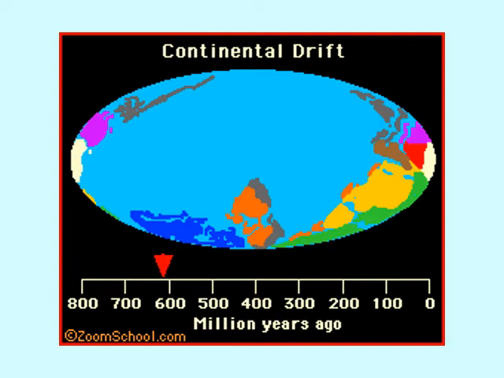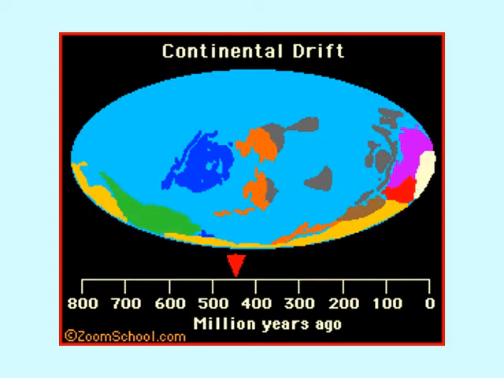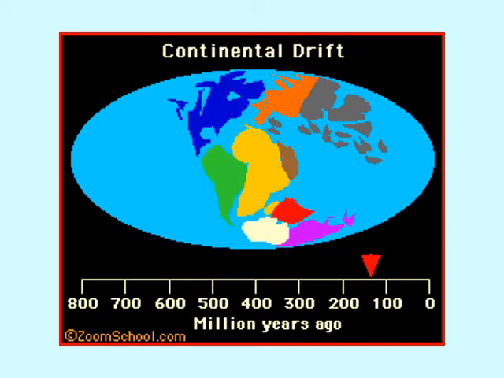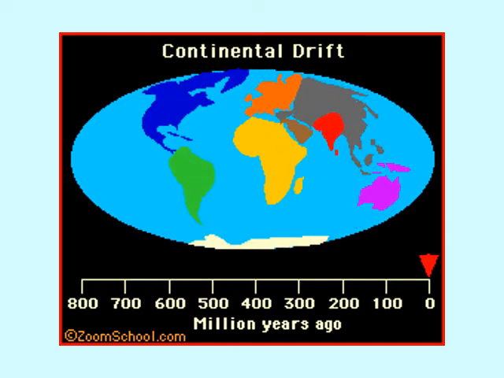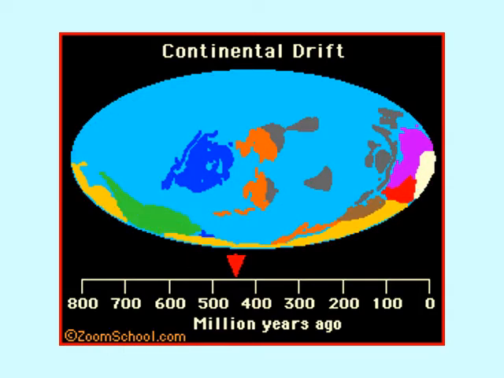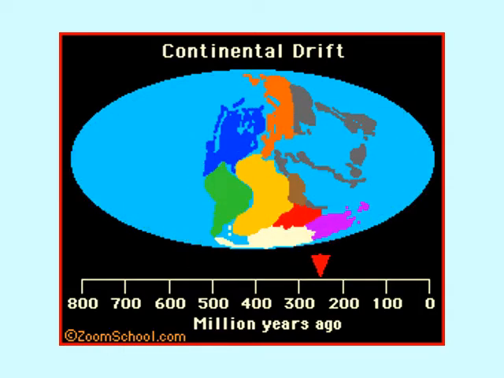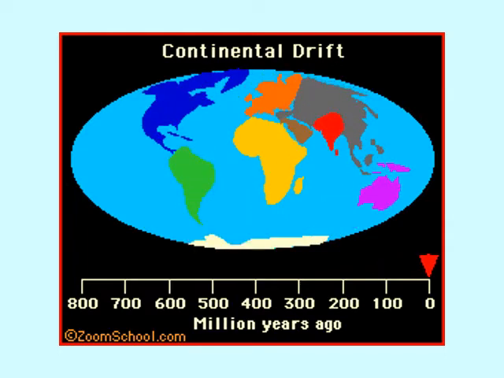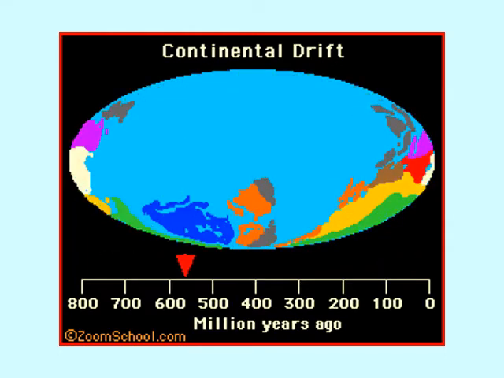And we know that this happens because of something called continental drift. Over time, scientists have worked out that the continents that we know today did not used to look like this. And very, very slowly, because of convection currents, these continents have moved around on our planet, like we can see in the animation here.